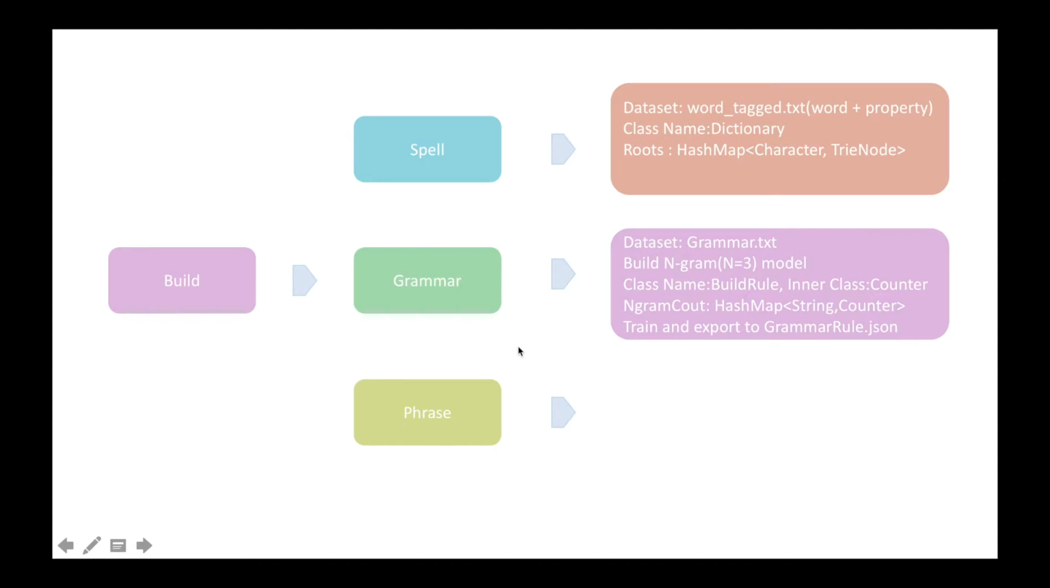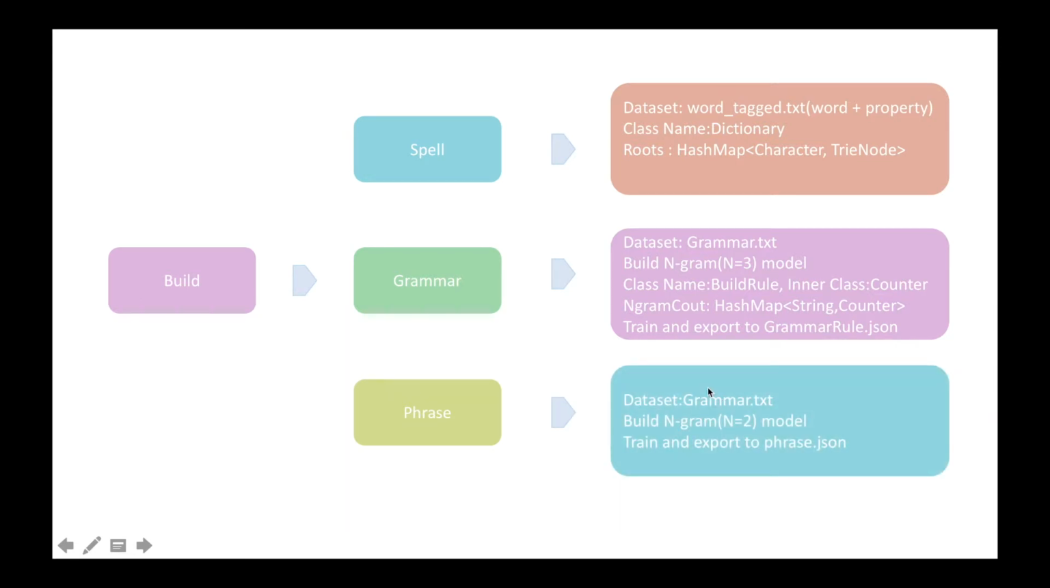For phrase check, we have the dataset, same as the grammar check, grammar.txt. We build the bigram model and train, then export to phrase.json. Different from the grammar part, we consider the word combination, not the property combination.